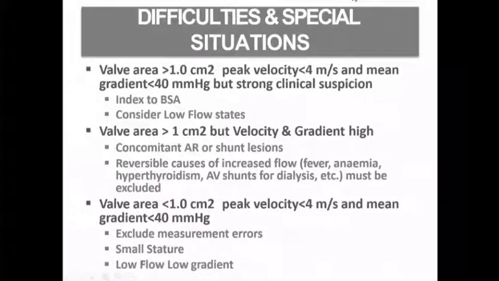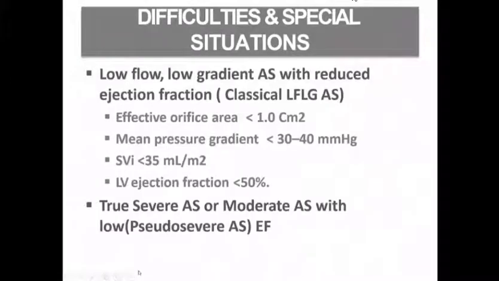Whenever you get an AS case in the exam, they will ask about low flow, low gradient. Low flow, low gradient AS with reduced ejection fraction is the classical low flow, low gradient AS: orifice area less than 1, gradient less than 40, stroke volume index less than 35, and EF less than 50%. True AS versus moderate AS with low EF, which is the pseudo severe AS.